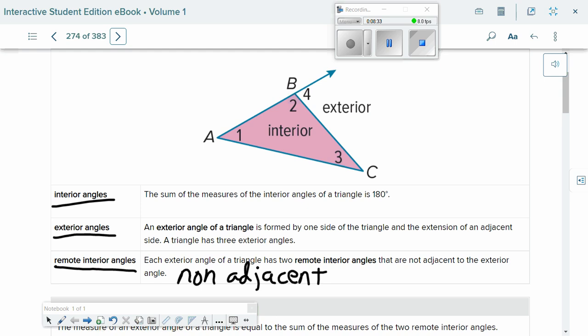Okay. But basically what it's saying is that if I took a triangle and I extended one of the sides, I create an exterior angle. And we're going to get a theorem. If you'll write this down, there's going to be a theorem about 2 angles that are not adjacent, or are remote interior angles. Remote or not adjacent means not next to. So angles 1 and 3 are not next to the exterior angle number 4.